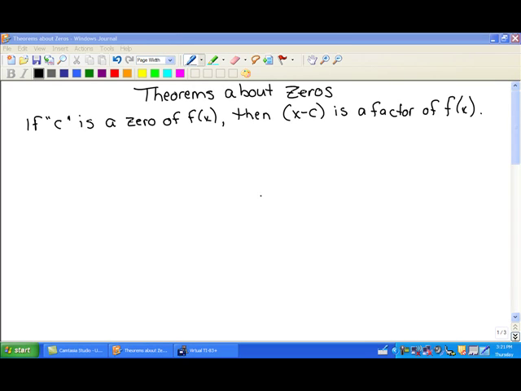In this section, we're going to talk about theorems about the zeros of polynomial functions. Let's recall, if c is a zero of f of x, then x minus c is going to be a factor of f of x.